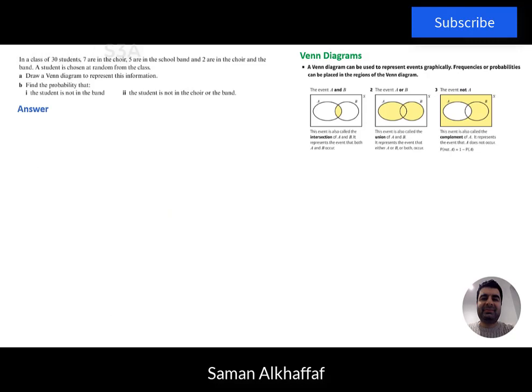In this example, in a class of 30 students, 7 are in the choir, 5 are in the school band, and 2 are in both the choir and the band. A student is chosen at random from the class.